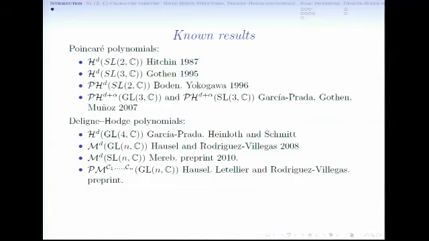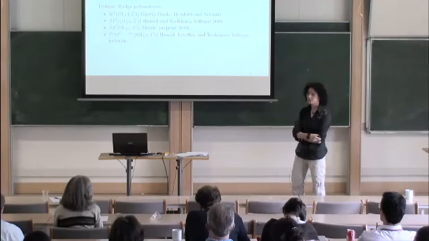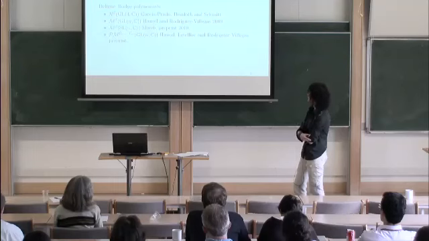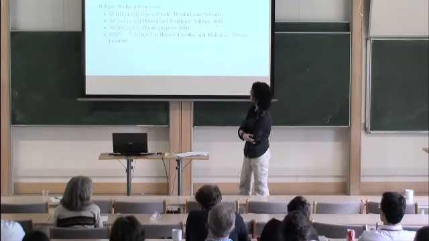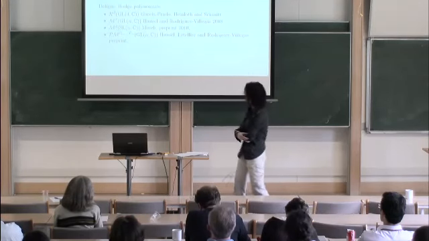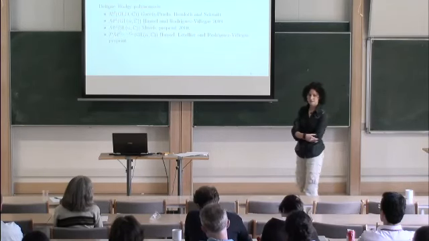On the other side, Hausel and Rodriguez-Villegas in 2008 gave a formula for the Deligne-Hodge polynomials of the character varieties for GLnC. And Mereb last summer, following the work by Hausel and Rodriguez-Villegas, gave the Deligne-Hodge polynomial for the SLnC character variety. The parabolic situation has also been studied already by Hausel, Letellier, and Rodriguez-Villegas in a preprint that I think will come.